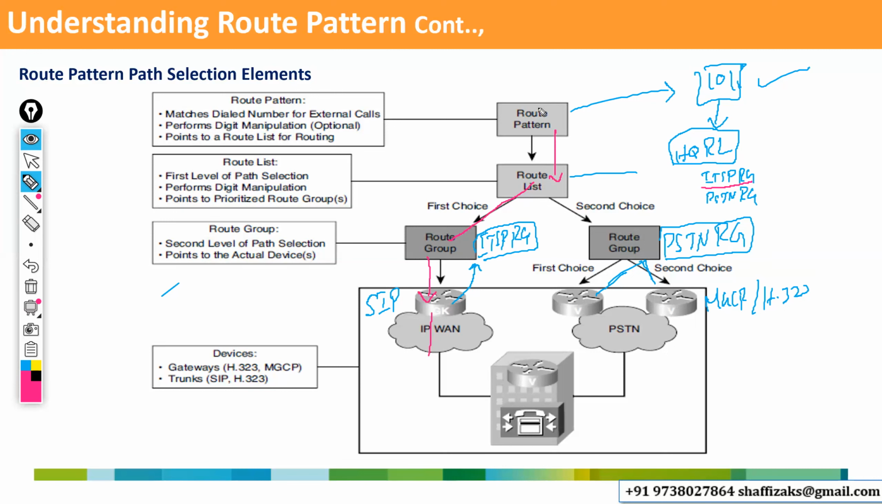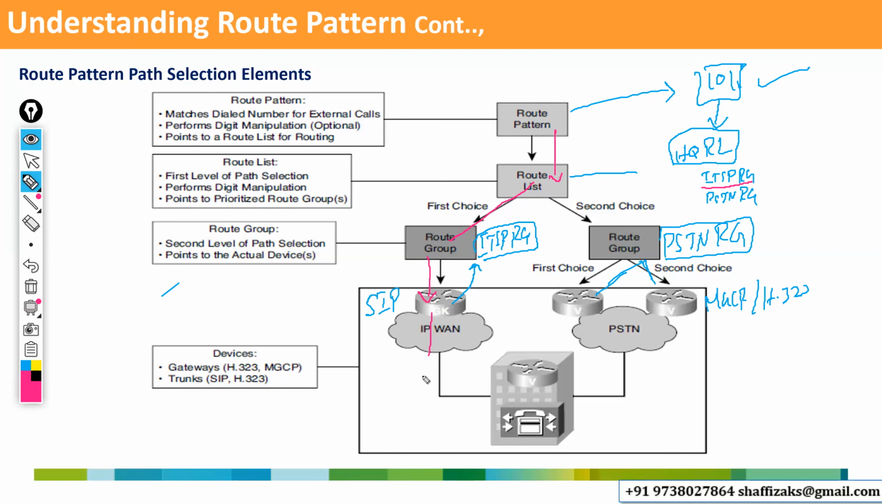Got it? Route pattern, route list, route group, gateway. In a route group, we get gateway information. In a route list, we get route group information. In a route pattern, we get route list information. That's the hierarchy we have.